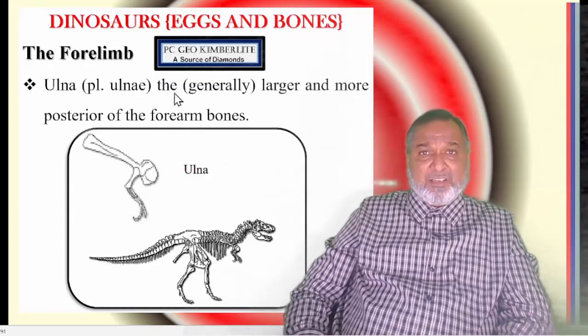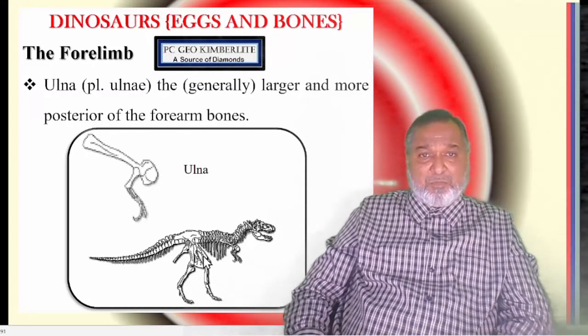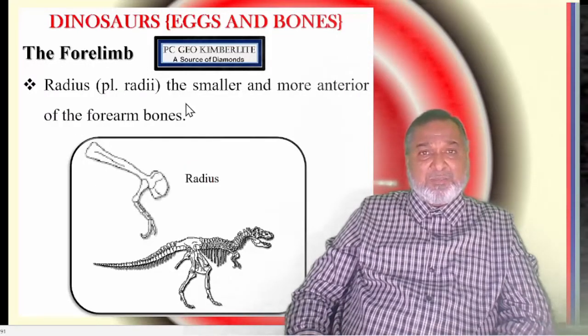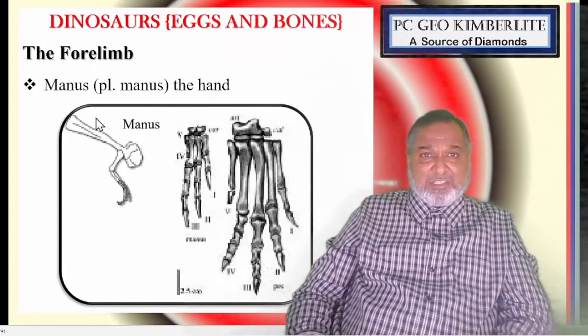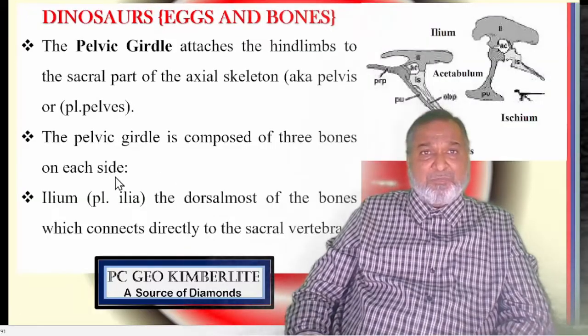Ulna, the generally larger and more posterior of the forearm bones, has been shown here. Radius, the smaller and more anterior of the forearm bones. The manus will be the hand. We have been given a hand picture.